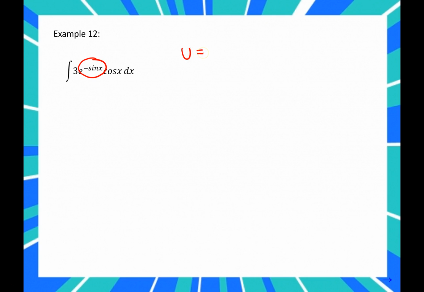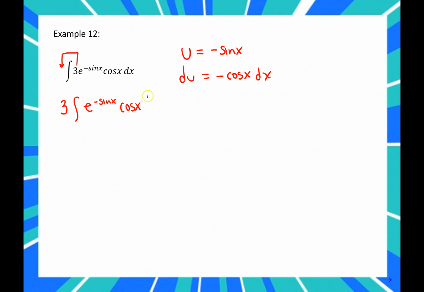And I'll reconnect what I was just saying in a second once we're ready to do this. So set your u equal to a negative sine x. The derivative of that is a negative cosine x dx. All right, first thing I'll do here is take my 3 out. It's bothering me. So it's going to be 3 integral of e to the negative sine x cosine x dx.